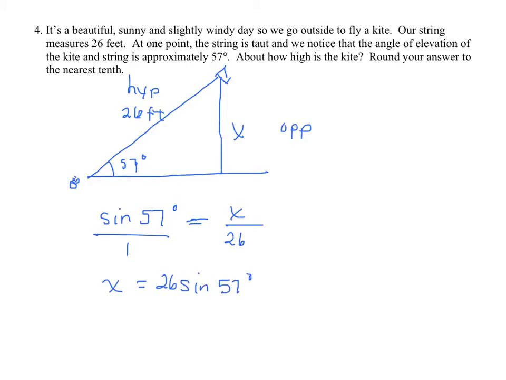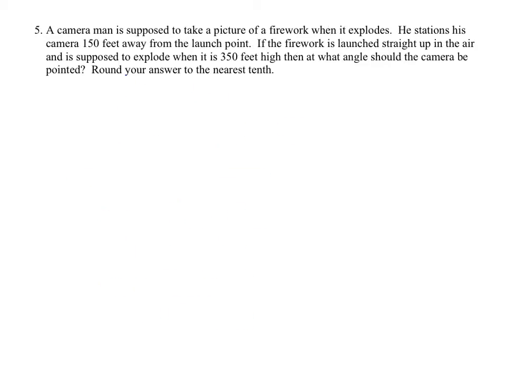Good. Then I take out my handy-dandy calculator, and I use 26 times the sine of 57. Blammo, I keep using that, I'm sorry. X is approximately equal to 21.8 feet. So it's about 21.8 feet off the ground. Ta-da! Another one. Yeah, let's.